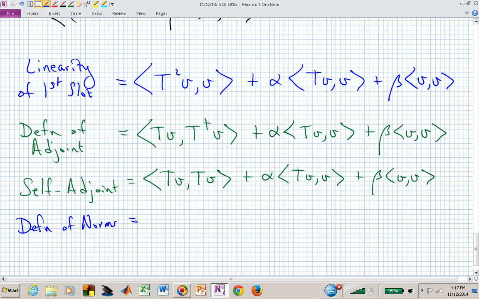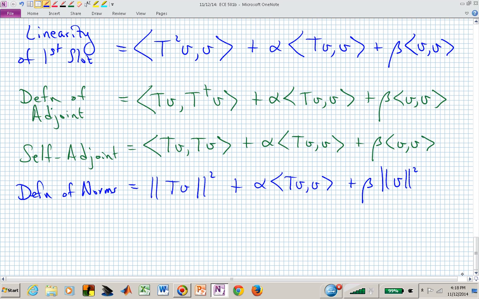We have a couple of inner products that have the same entry in both slots. Let's just apply the norm definition to those. We now have the norm of tv squared plus alpha times the inner product of tv with v, plus beta times v norm squared.